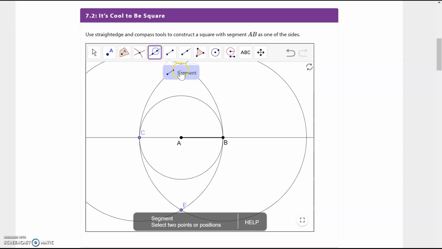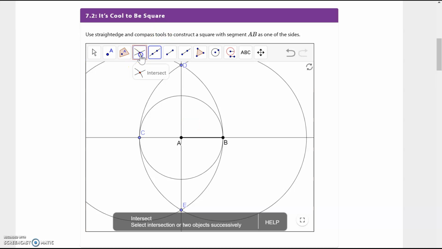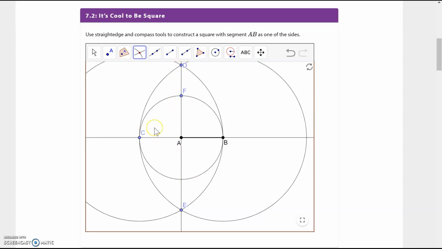Points D and E. So now I'm going to draw a line connecting D and E. Perfect. And I have a perfect 90-degree angle here because of that perpendicular bisector. Now, since my square has to have equal side lengths, I know that the intersection of this circle centered at A and this perpendicular bisector must be another vertex of my square.